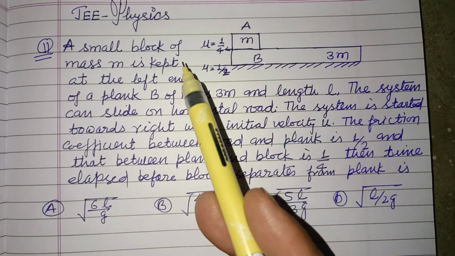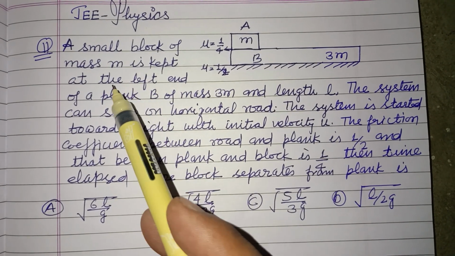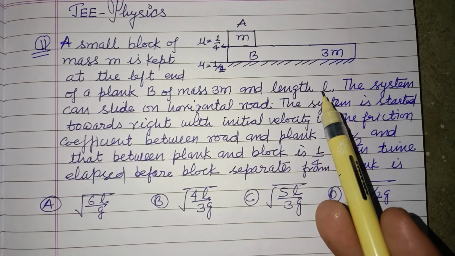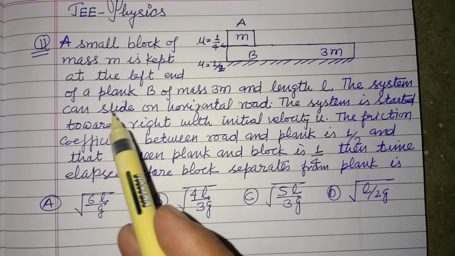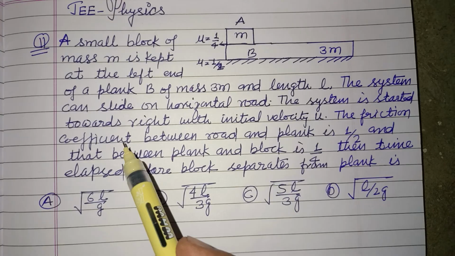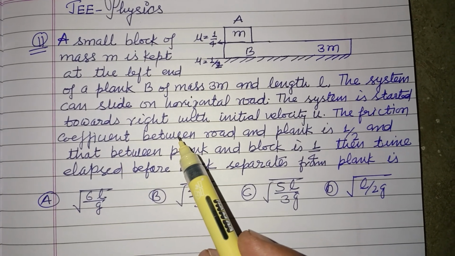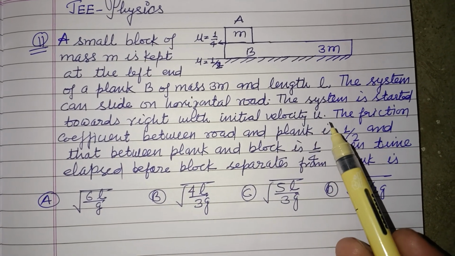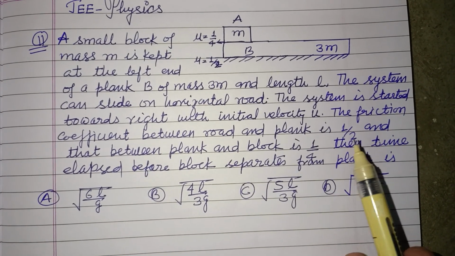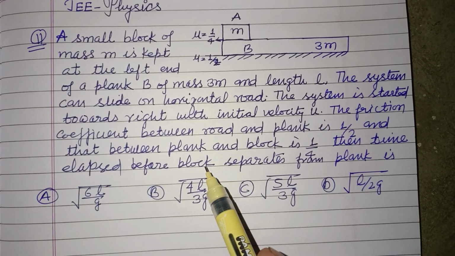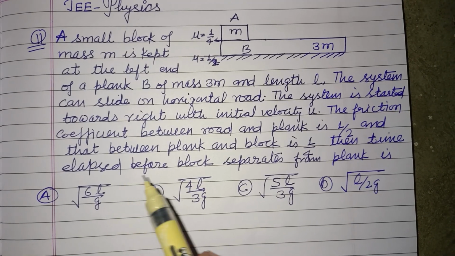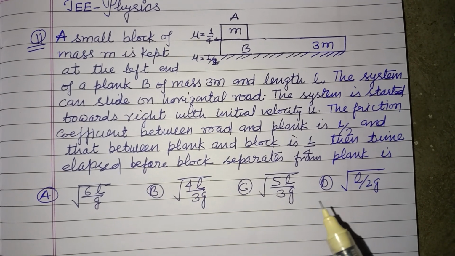The question is: a small block of mass m is kept at the left end of a plank B of mass 3m and length L. The system can slide on a horizontal road. The system is started towards the right with initial velocity u. The friction coefficient between road and plank is 1/2 and that between plank and block is 1/4. Then the time elapsed before the block separates from the plank is?